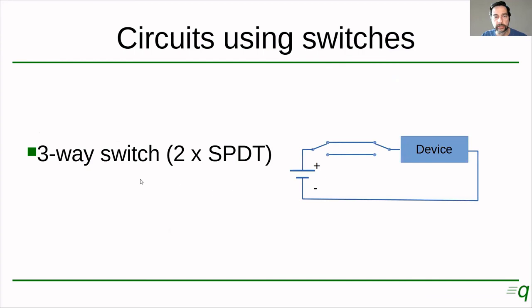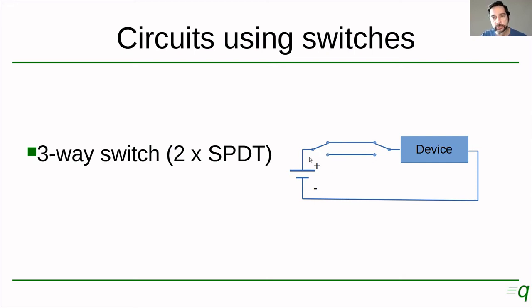Next one is what we call a three-way switch. And this is done with two SPDT switches, so single pole, double throw. This means that this switch can be in any of two positions, and this switch can be in any of two positions. These two switches are independent. There's no dotted line connecting both, so you can have any of these in any position.